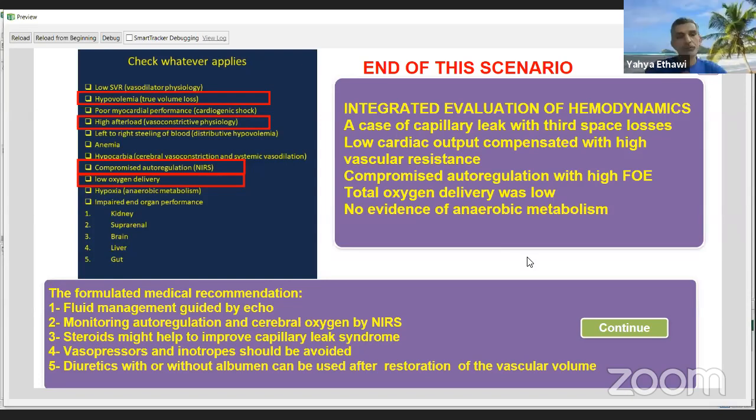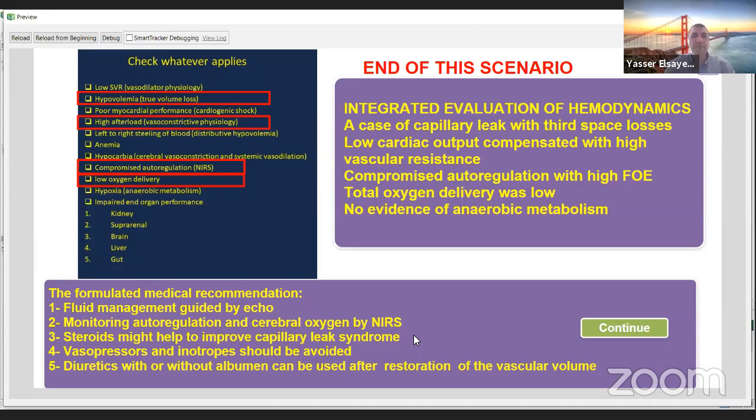So, formulated medical recommendation: fluid management guided by echo. We did that. Monitoring autoregulation and the cerebral oxygen by NIRS. Also, we did that if you have NIRS available. Steroids might help to improve capillary leak syndrome. Also, we know that. Vasopressors and inotropes should be avoided in this case.